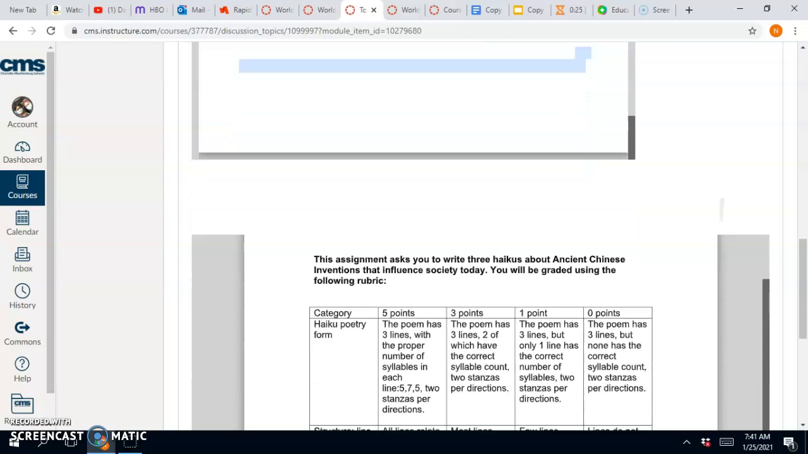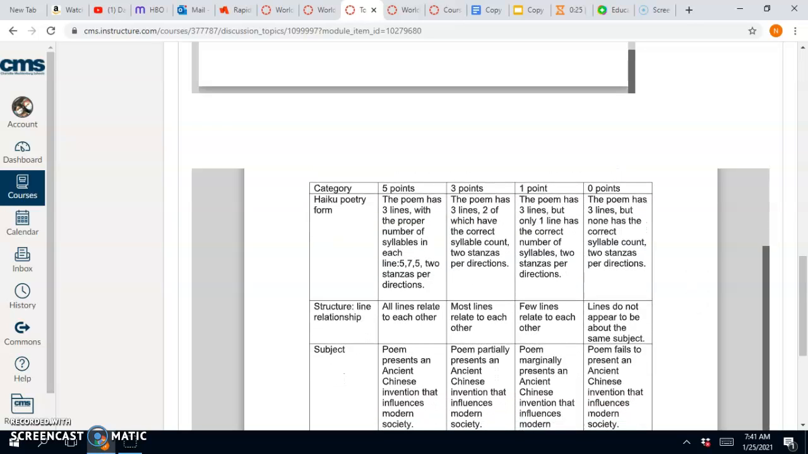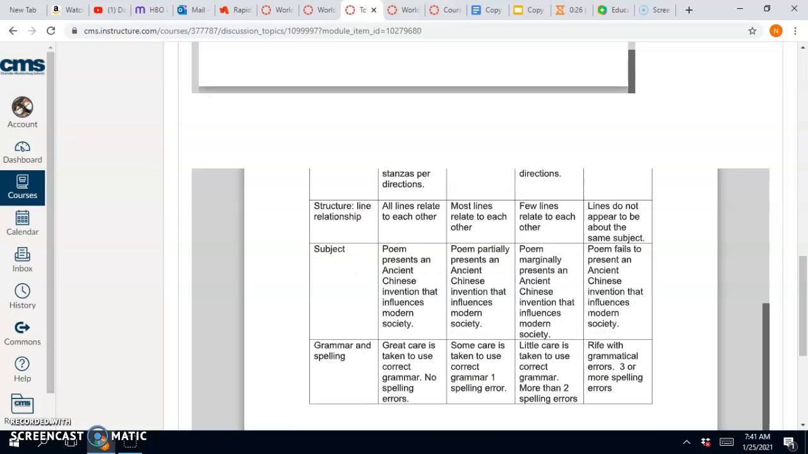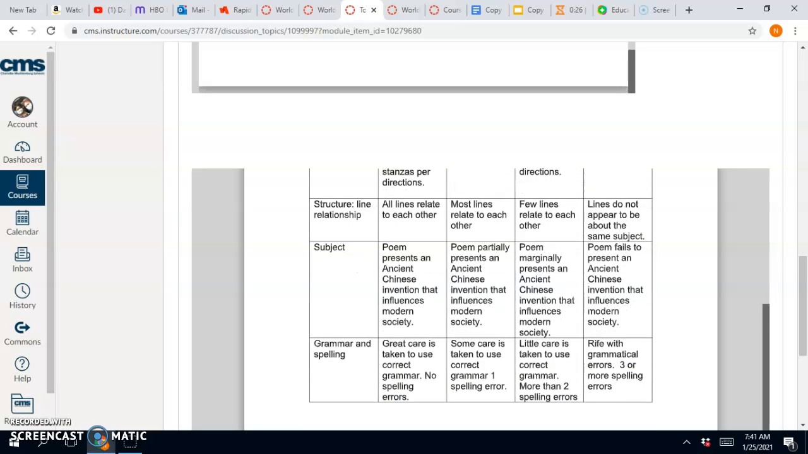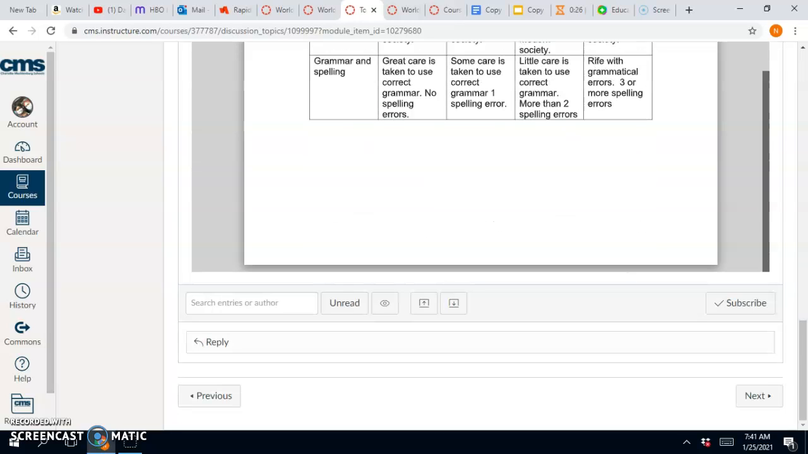Now, if you really want to go a step further, here is the rubric that tells you how you're going to get your points. If you want an A, you need to have the right amount of lines, which is a total of 18. They all need to relate to each other. It presents an ancient Chinese invention, and then you actually work on your grammar and spelling.